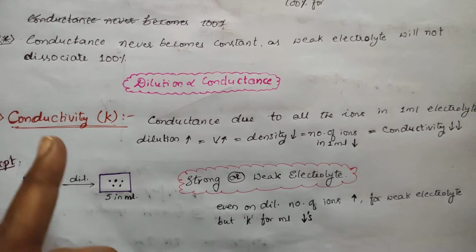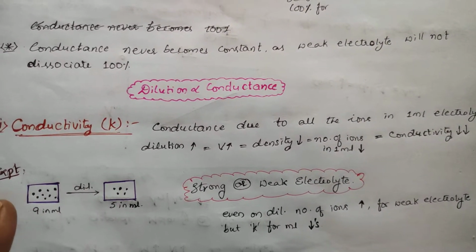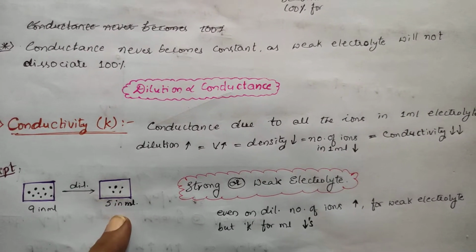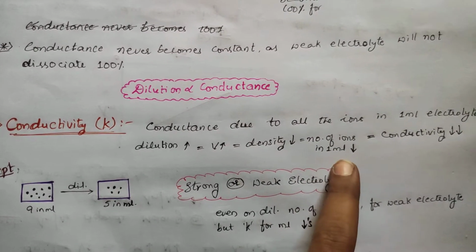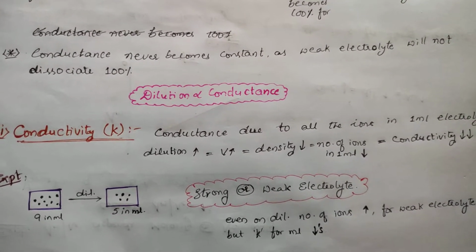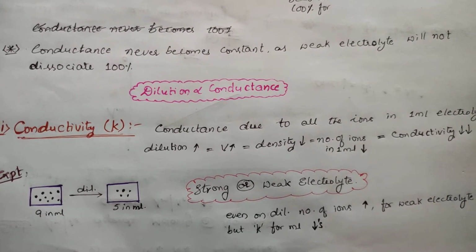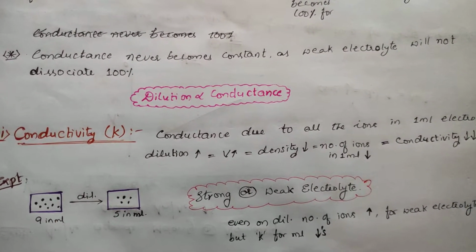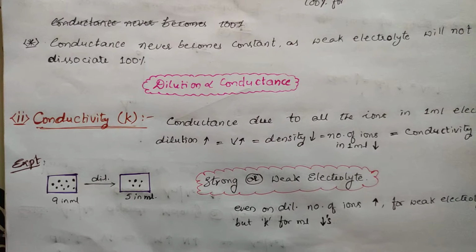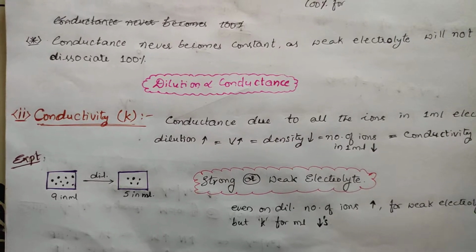The conductivity is for 1 ml, right? If you increase dilution, initially before dilution there were 9 particles in 1 ml. On increasing dilution, the number of particles per ml has decreased. They have come to 5. So the number of ions in 1 ml has decreased. So what happens to the conductivity? It decreases. Not conductance. Conductivity will be decreased. Conductance will increase, but conductivity is always talked about for 1 ml, right? Conductivity is defined as the conductance due to all the ions present in 1 ml of the electrolyte. On increasing dilution, volume will be increased and the density will be decreased. So the number of ions per ml will be decreased and the conductivity decreases.